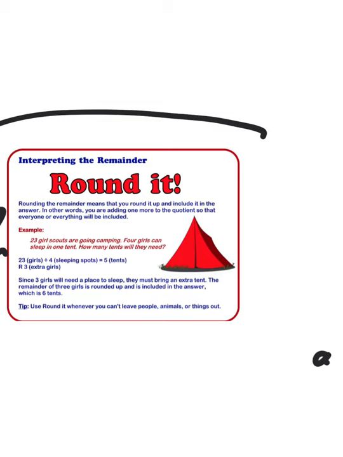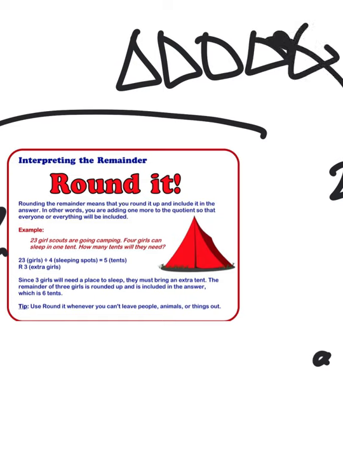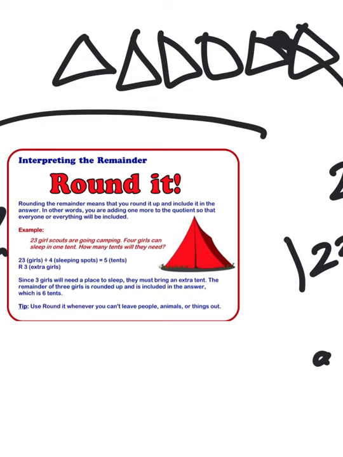So we know that there are 23 girls and 4 of them can sleep in a tent. So we need to figure out how many tents we can get these girls into. If we use the standard algorithm, which is what we've been talking about, we can write our problem as 23 divided by 4. And this one shouldn't take us too long because it's only a 2-digit by 1-digit. Let me get some more room here. 23 girls, 4 can fit in a tent. Let's take a peek.